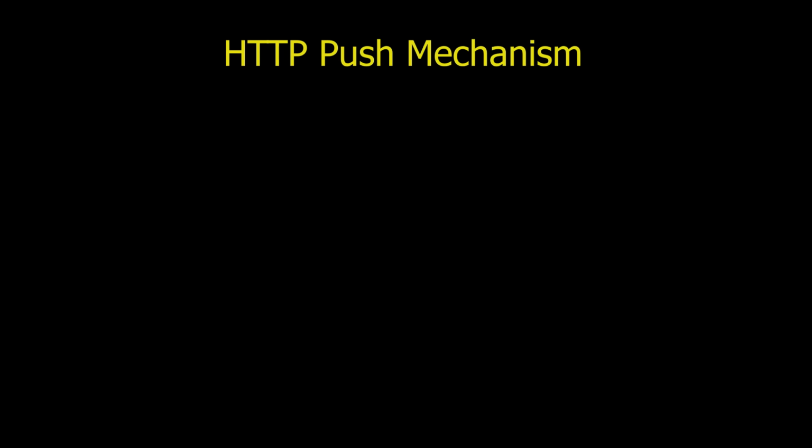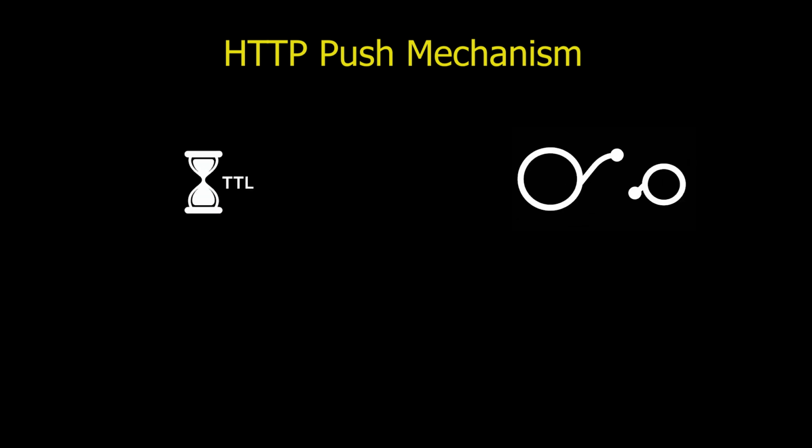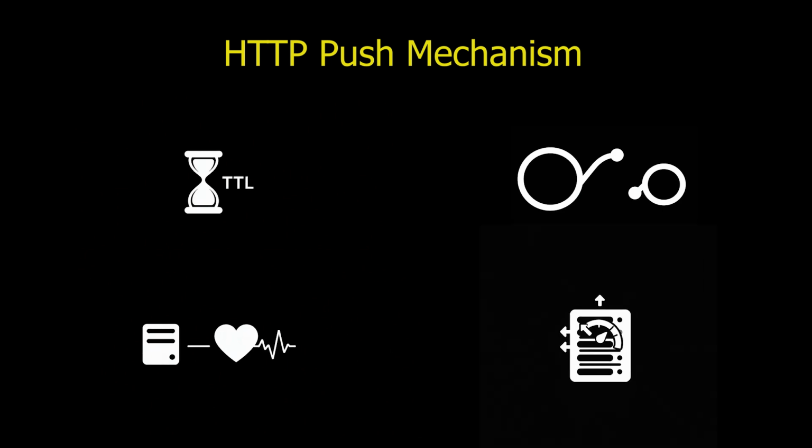Let's talk about the HTTP push mechanism and why it's needed in modern web applications. We'll cover four main ideas: time to live, persistent connections, heartbeat interceptors, and why this approach can be resource intensive.